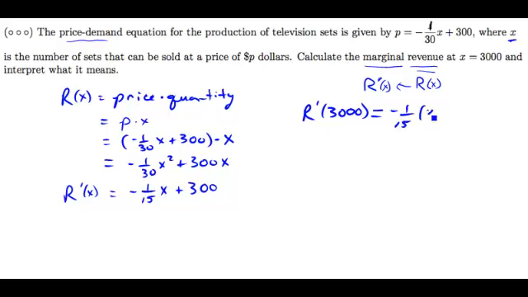That value then comes from placing 3,000 into the derivative of the revenue function. If I calculate this, 15 goes into 30 twice, so this is negative 200 plus 300, which would be 100. Now the units on a derivative is always the units on the function divided by the units on the variable. So this would be dollars per TV set.